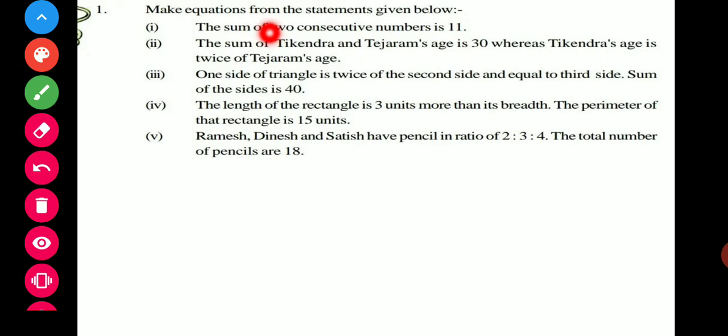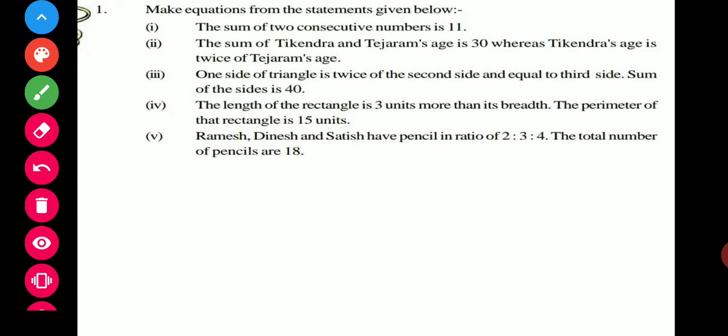Make equation from the statement given below. ये जो नीचे given है statement, इससे हमें equation form करनी है. So first is, the sum of two consecutive numbers is 11. The second is, the sum of Tikendra and Tejram's age is 30, whereas Tikendra's age is twice the Tejram's age, and so on. So how can we form a linear equation?